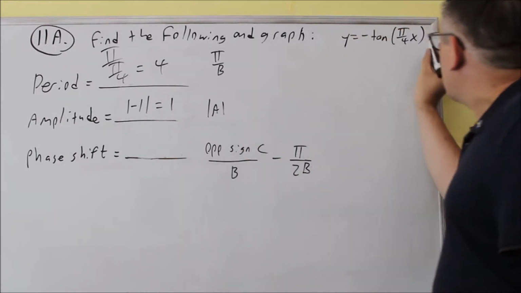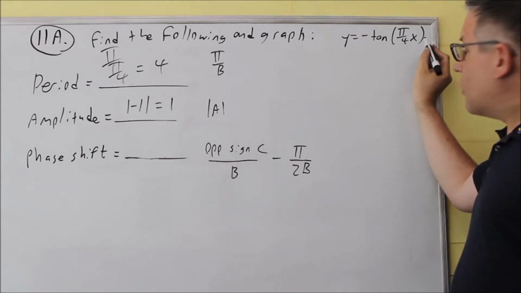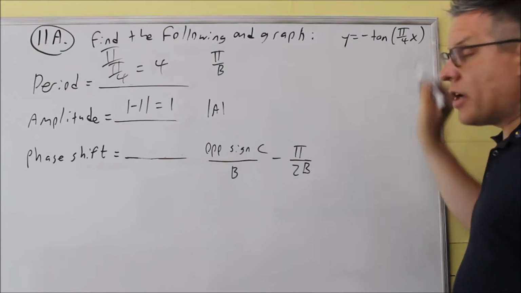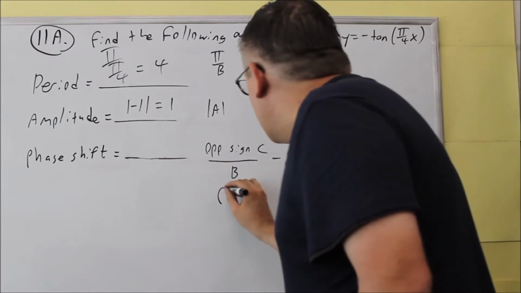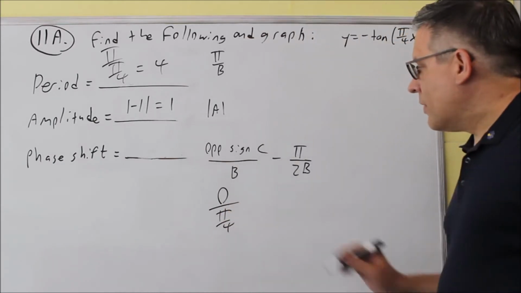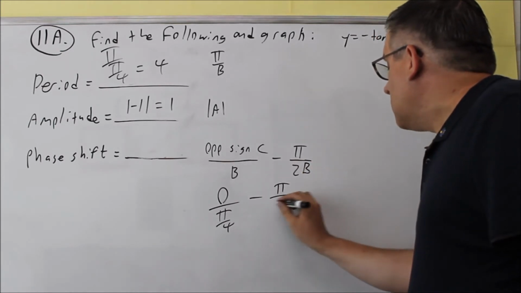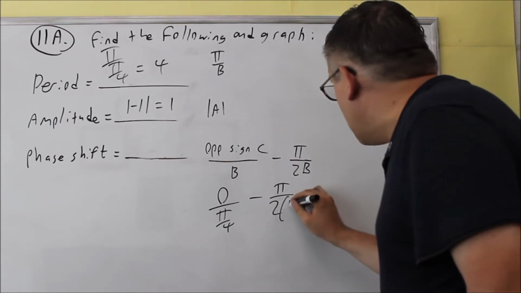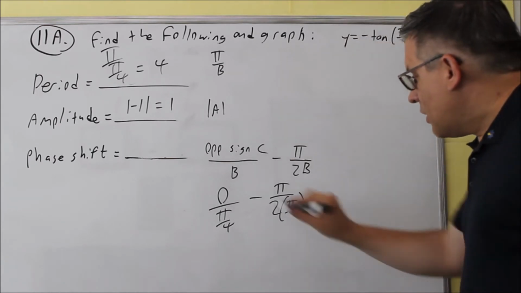Now for this case, there's no value for c here. So because there's no c value, there's nothing that comes after the x. That means the c is going to be a 0. So we're going to do 0 over pi over 4. That's the b value there. Then we have minus pi over 2 times b, and again, you have pi over 4 goes in there. Now let's work this out.